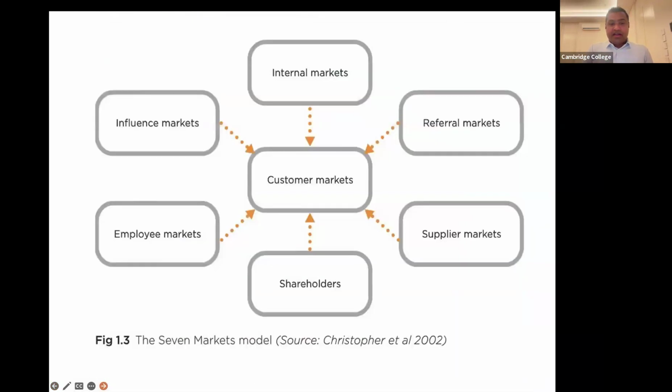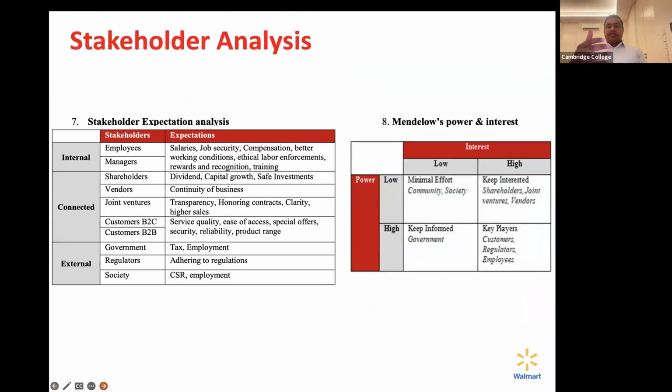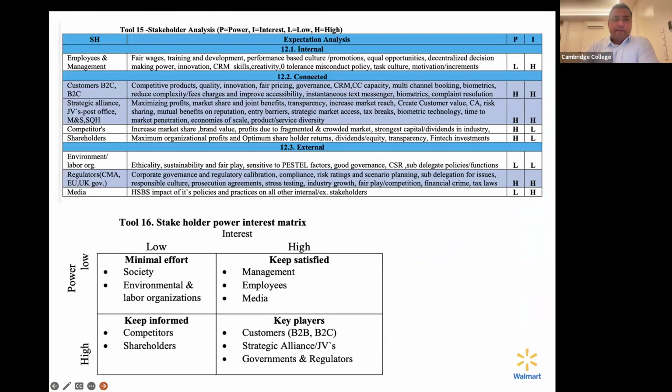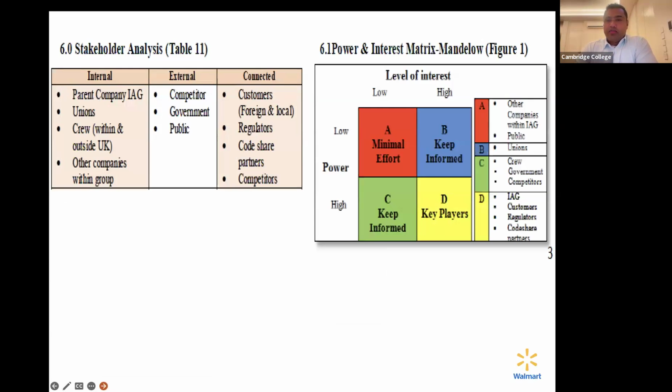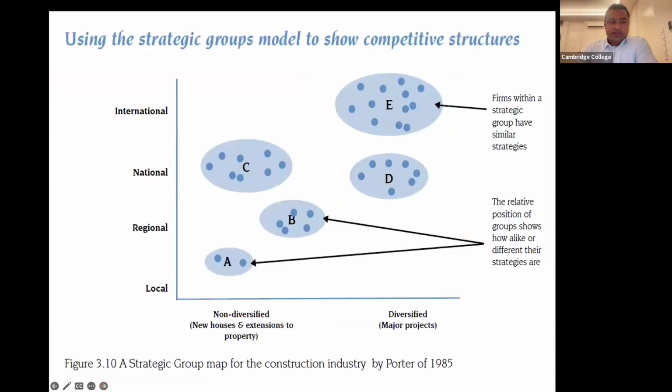Now, when you look at the case study, it will look something like this. This is the stakeholder analysis done for the global marketing decisions case study. Can you see this is students' work? I put screenshots here: stakeholder expectation analysis, power and interest Mandela matrix. You can use a table like this. And this is all students' A grade work.